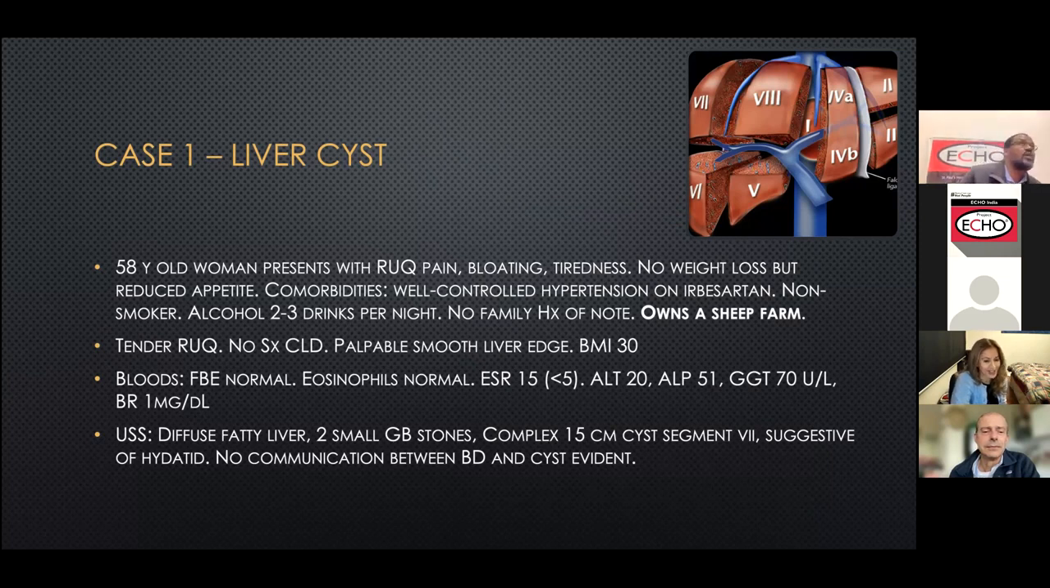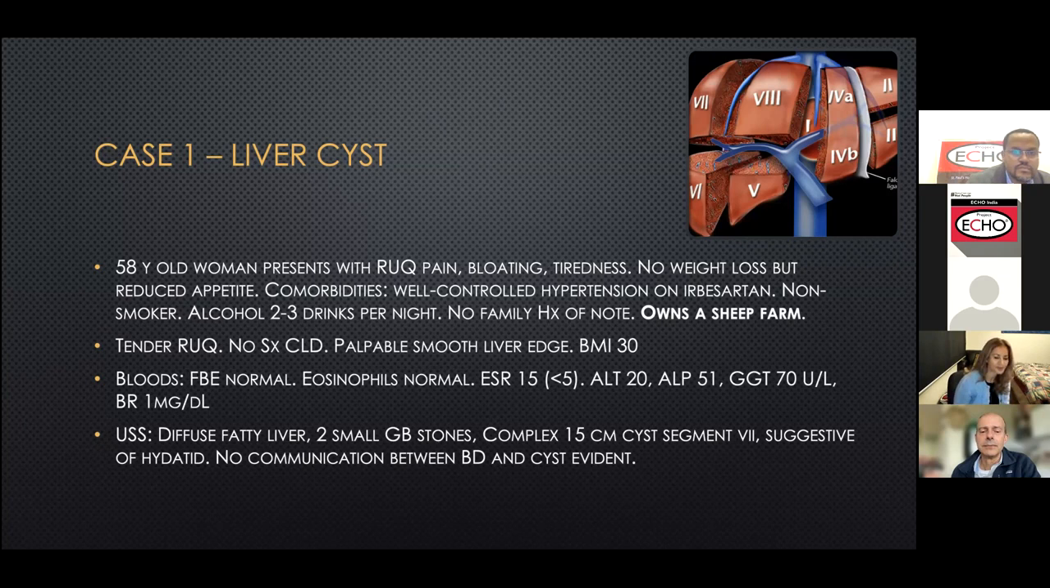So on examination, she had a tender right upper quadrant, no signs of chronic liver disease, had a palpable smooth liver edge. She's a little on the heavy side, her BMI was 30. Blood tests, full blood count was normal, eosinophils normal. Her erythrocyte sedimentation rate was slightly elevated. Liver function tests were essentially normal, but she does have elevated ALP and GGT. This is a little bit elevated, maybe not out of keeping with someone who drinks as much as she does.